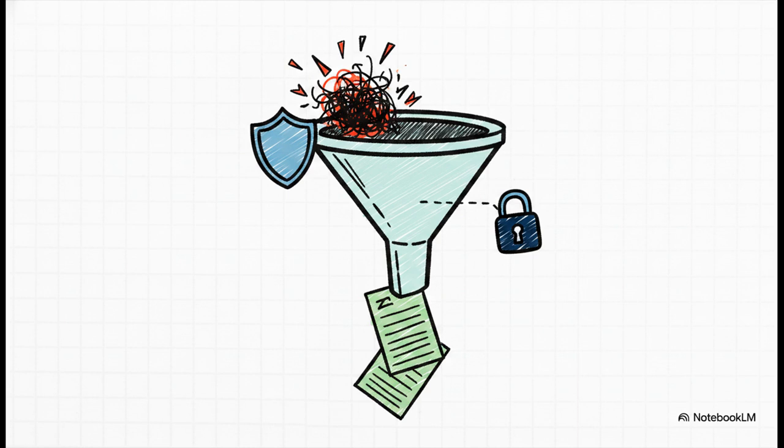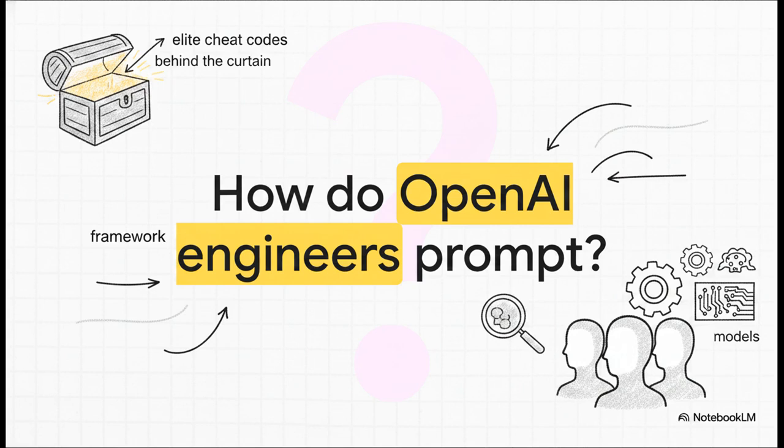It actually has to work harder to find better, more specific ways to explain your ideas, which results in vastly more human-sounding text. Okay, so now that we have the structure down, how do the engineers over at OpenAI actually prompt? Let's look at some of their elite cheat codes.